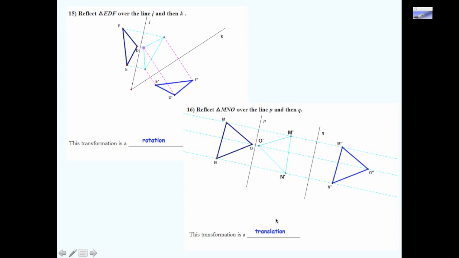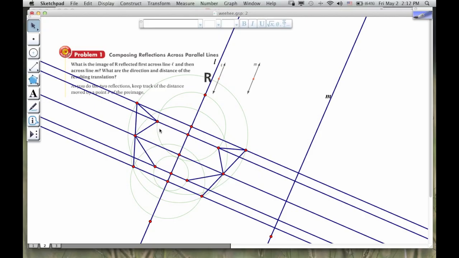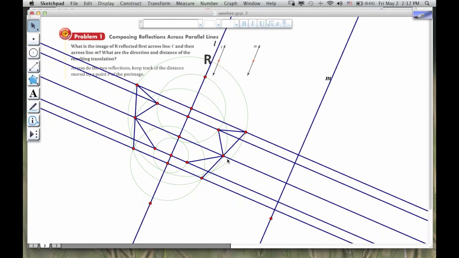combining two reflections. First, start with lines L and M being parallel, and construct your R, and then reflect it across line L by using this method. Then we need to reflect it again over line M. You can use the same circle method to draw the reflection across M, but to save time, we're going to transform and reflect across line M.